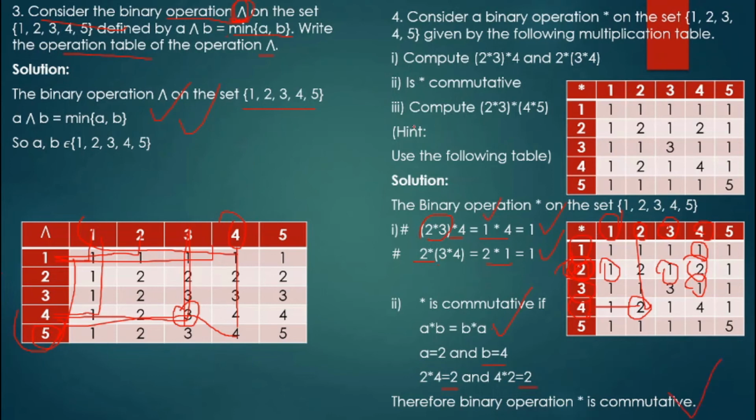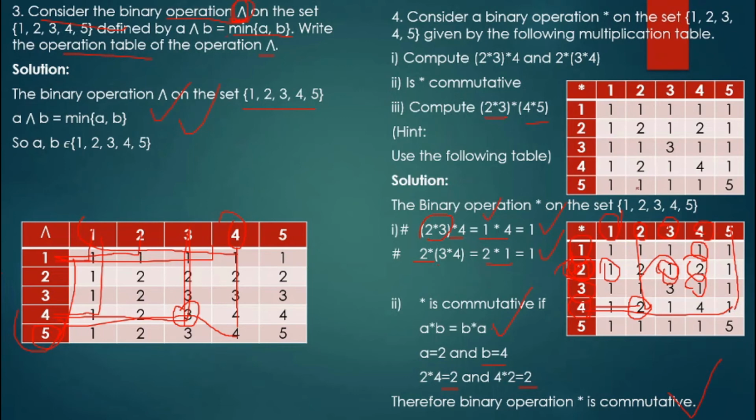Fine. So next we have the third sub question: compute (2 star 3) star (4 star 5). Don't ignore the bracket. So we'll move on. What is 2 star 3? 2 star 3 is 1. And what about 4 star 5? 4 star 5 is 1.